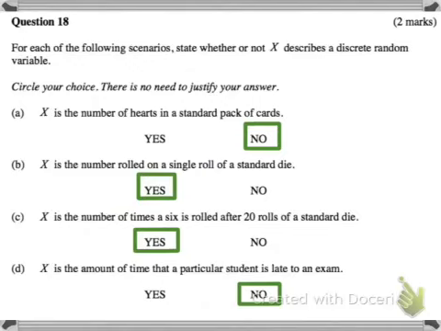X is the amount of time that a particular student is late to an exam. We've got measurement happening there. Time is measured, therefore it's a continuous random variable and not discrete, so the answer is no.